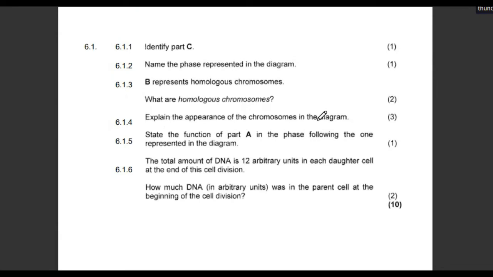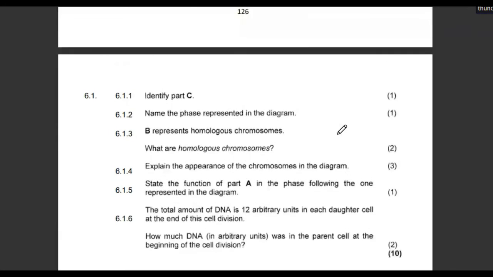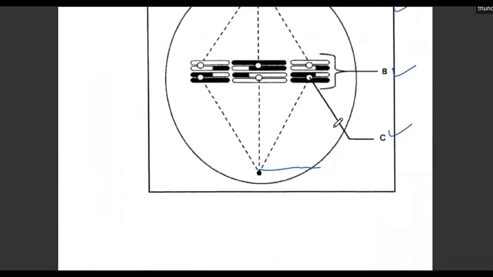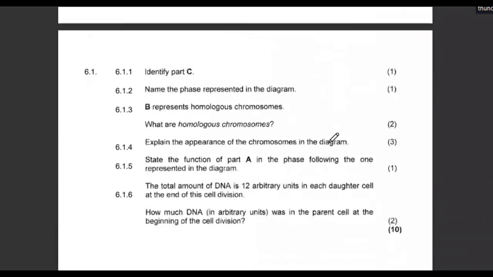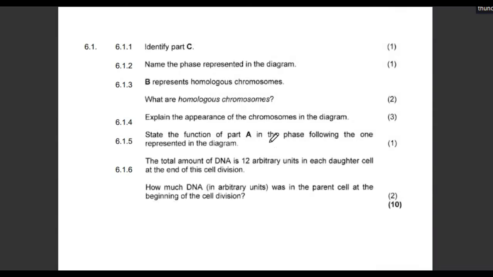Explain the appearance of chromosomes in the diagram. Why are they shaded like this? It is due to crossing over, which took place in prophase 1, whereby the chromatids exchange genetic material. That's why they are like that.